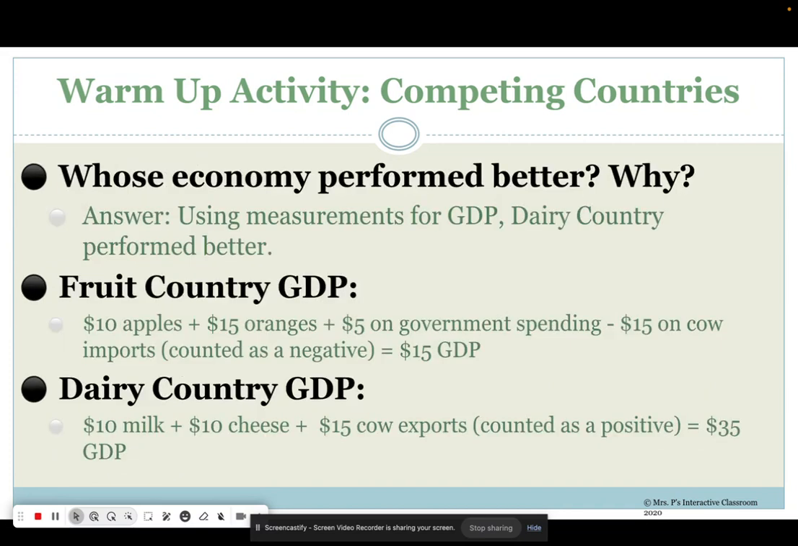So the answer: dairy country is performing better according to GDP. You can see some of the things that go into GDP: $10 in apples, $15 in oranges, $5 in government spending, minus $15 in cow imports, counted as a negative. So you might be thinking, what am I looking at right here? I don't know what this is. Well, obviously, I'm not expecting you to know what GDP is right now, but this tells you that GDP is a whole bunch of stuff compiled into one statistic. And obviously, with that, there are going to come pros and cons.